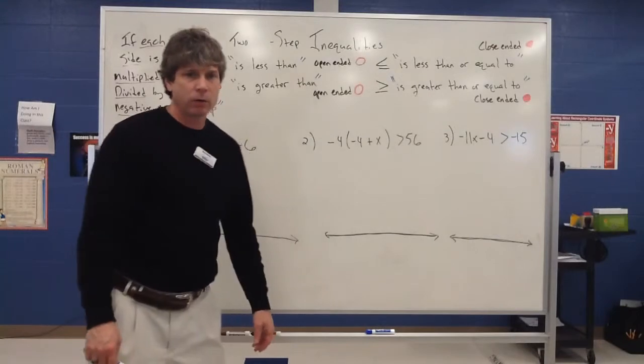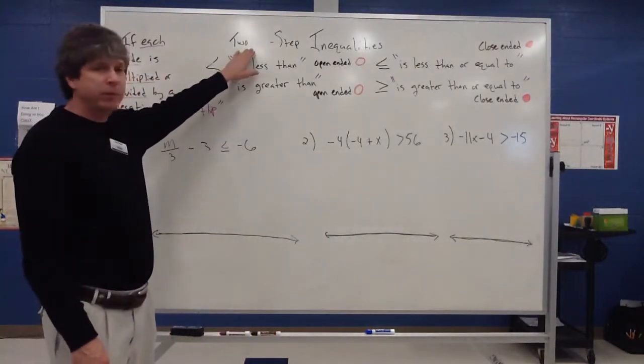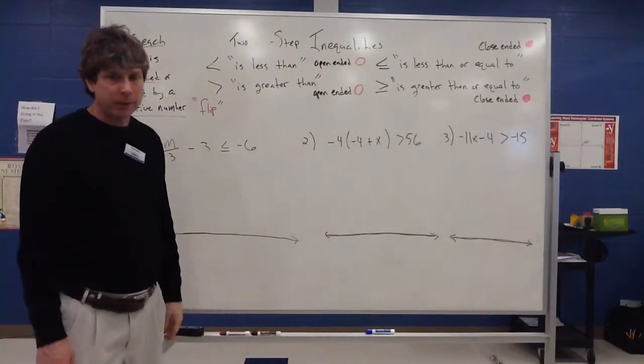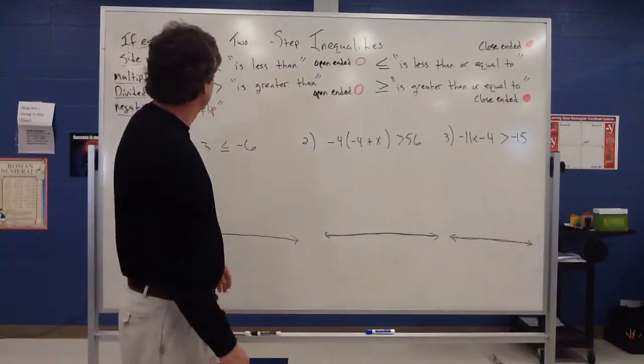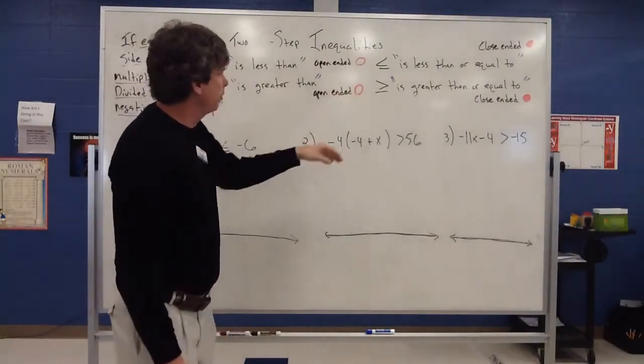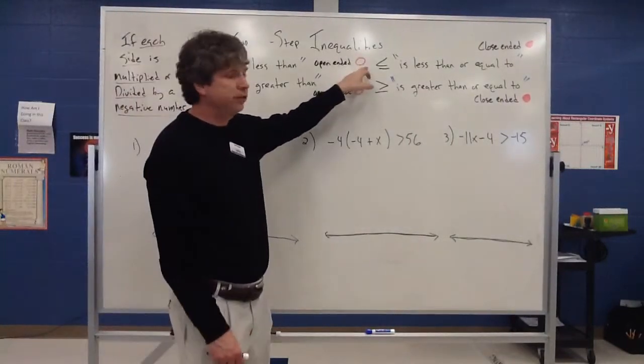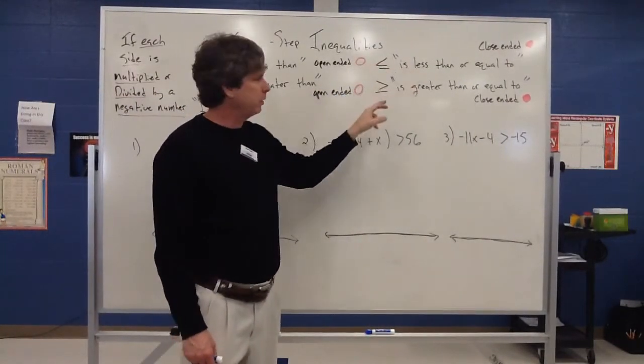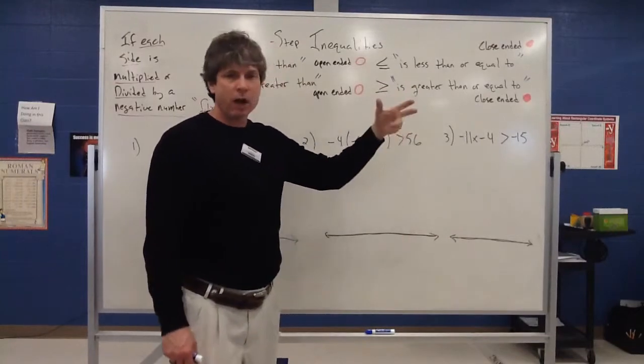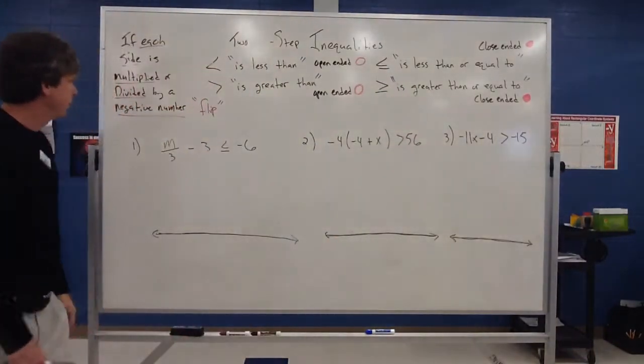So welcome back. We're going to amp this up to two-step inequalities. So again, we have these four different inequality symbols. We have the less than symbol, is greater than, is less than or equal to. That's kind of a compound statement. Is greater than or equal to, that's a compound statement. So it's got two conditions there.